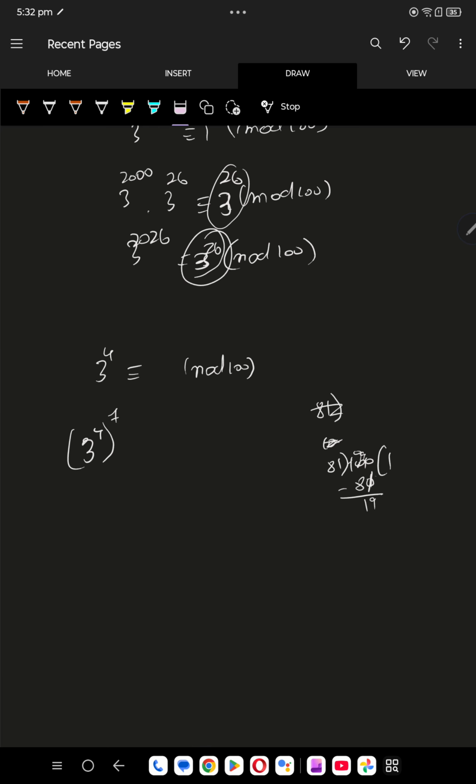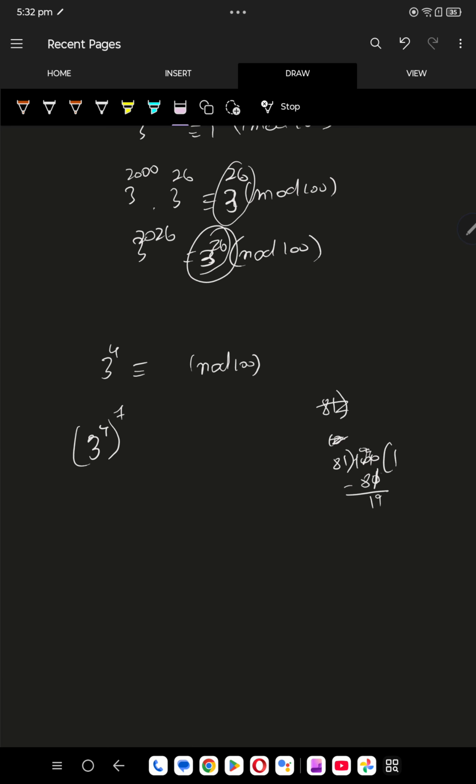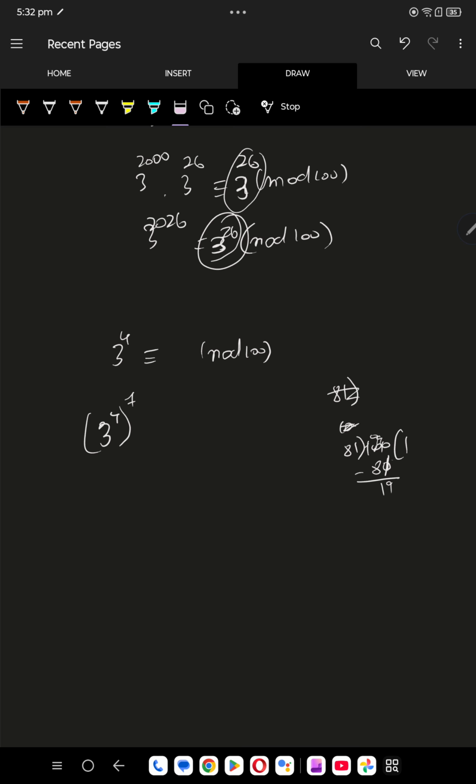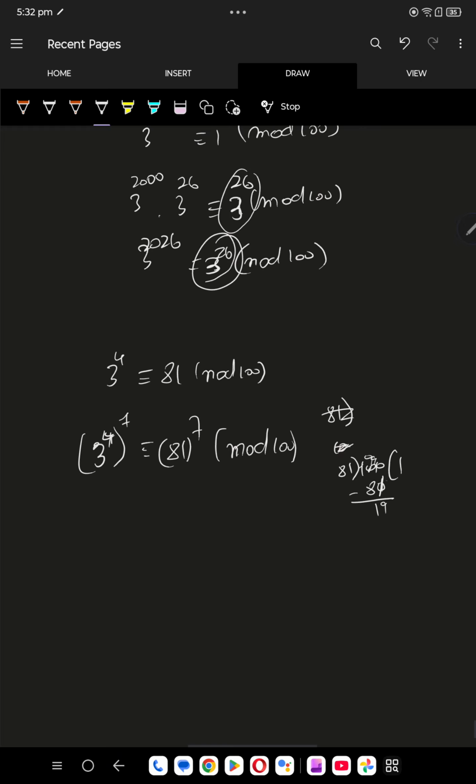Then I think it's better to start like, okay, we can do it like that also, no worries. 81 mod 100. 3 power 3 and 7 we want, so we get 81 power 7 mod 100. Any number you can start, but do not exceed 3 power 8, otherwise it becomes too large.